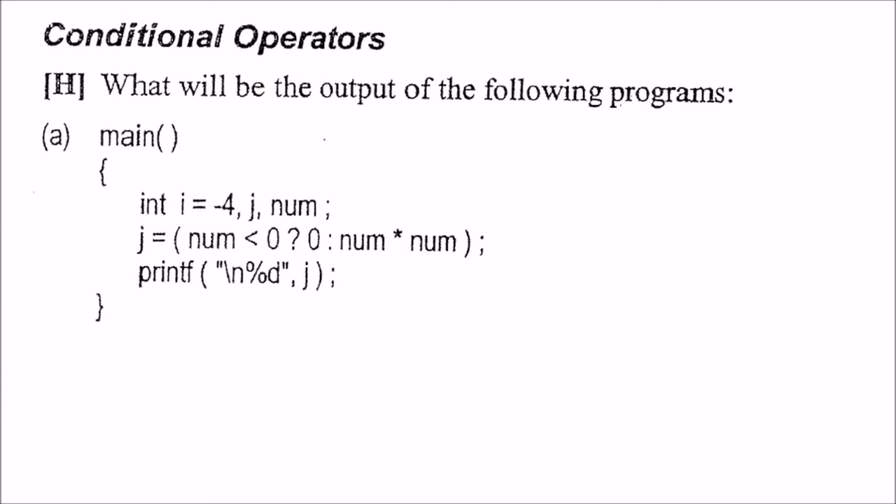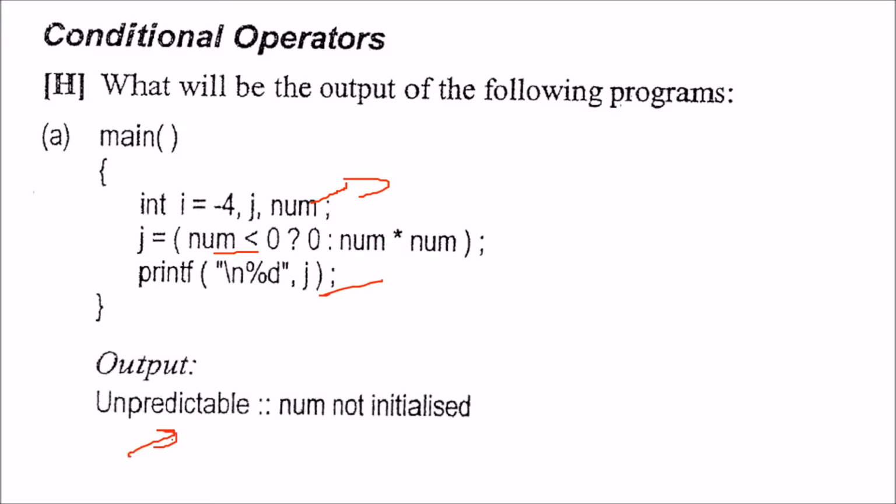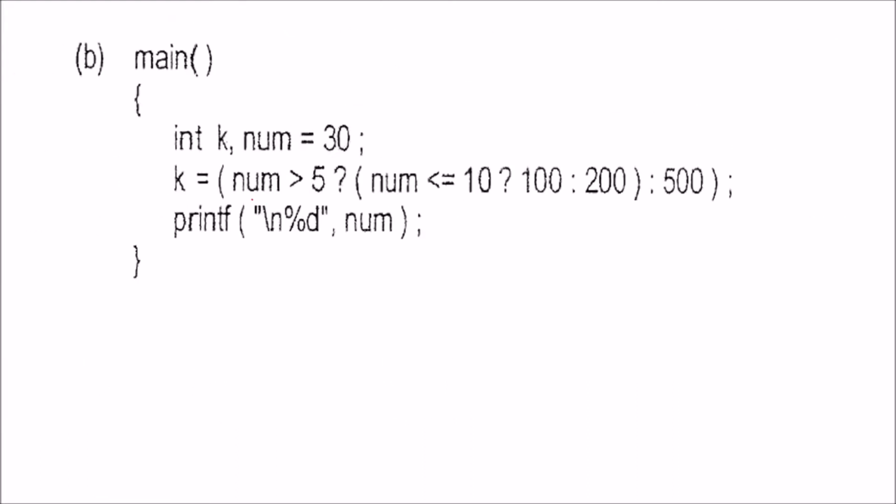Conditional operator. What will be the output of the following? See, this is i equal to -4, j, num. Num is less than 0, num is what? There is no num. Num is not initialized, so there will be a garbage value because it is unpredictable. Num is not initialized. Then we have this one.